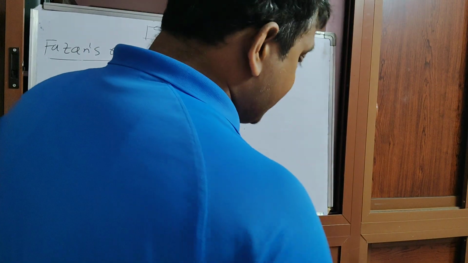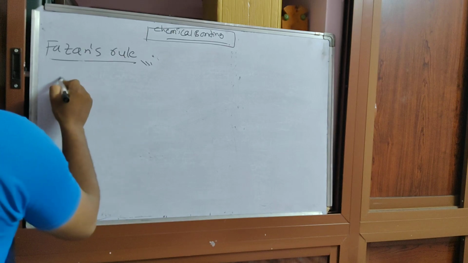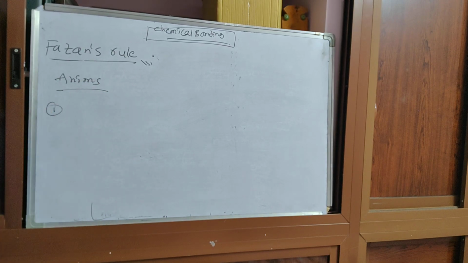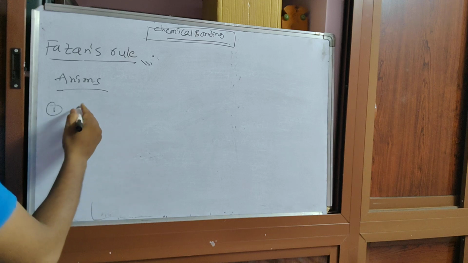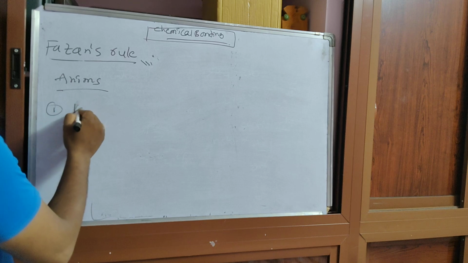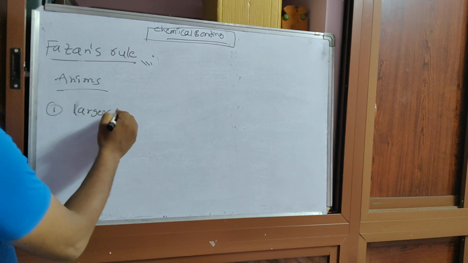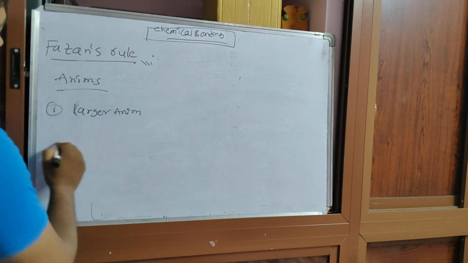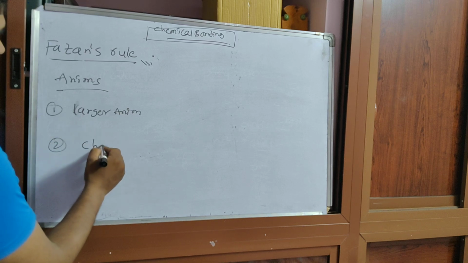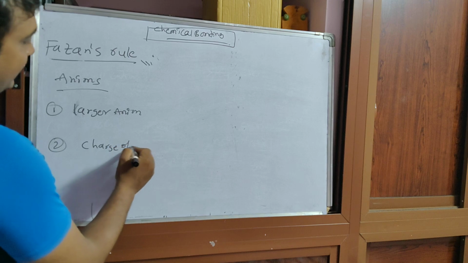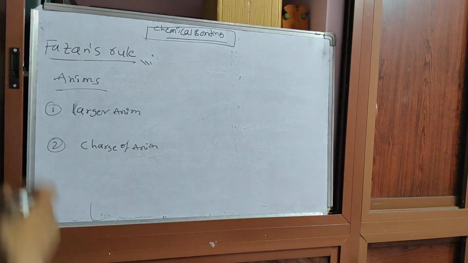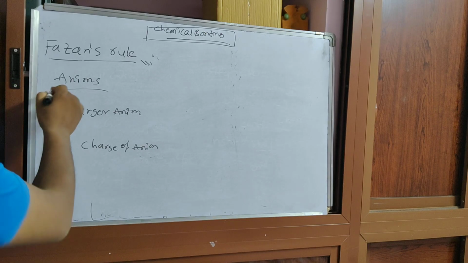In case of anions, the first point is, what is the condition? A bigger, larger anion will form more covalent character. The second point is the charge of the anion: the bigger the charge of the anion, the more will be the covalent character. These are the two conditions in case of anions we have to remember.